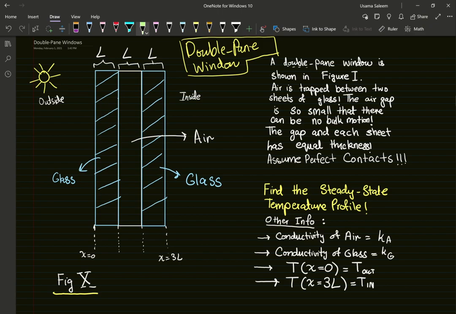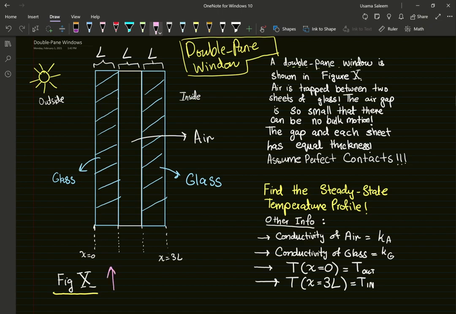A double-pane window, that's what we're talking about, is shown in figure... Oops, my bad. I said figure 1. It was supposed to be figure X. That's on me. Sorry. Alright, moving ahead. That's my figure right here.